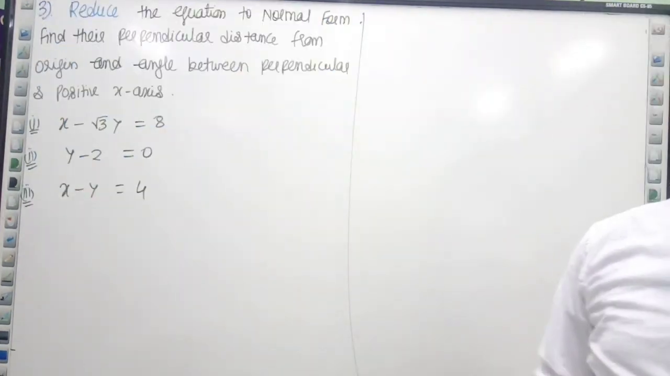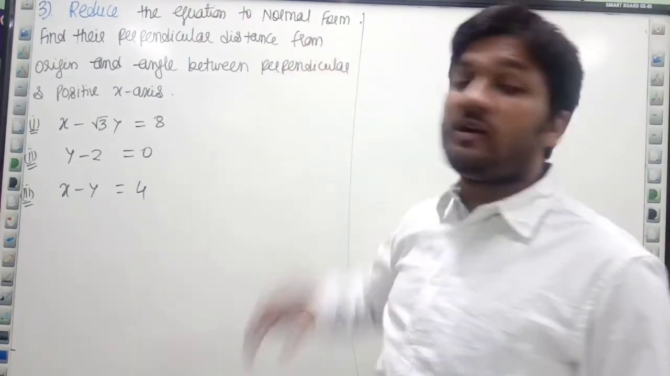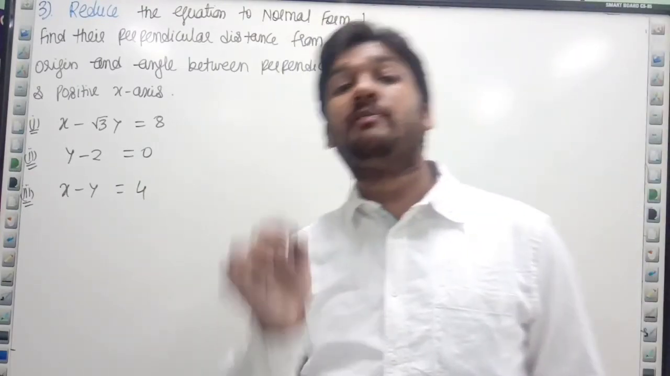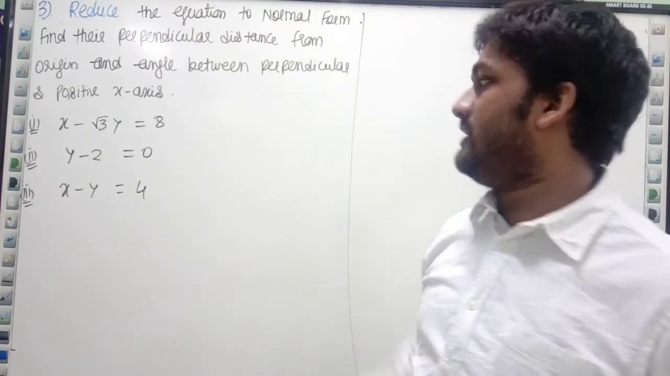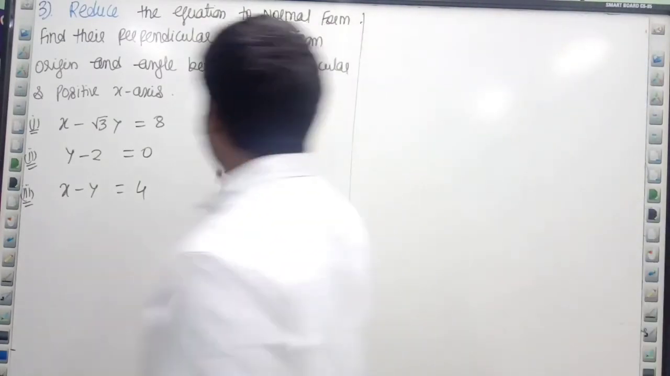The third question we have: reduce the equation to normal form and write the perpendicular distance from origin and angle made by the perpendicular with the x-axis. These equations we are having. As we have already discussed the procedure, I am again revising it.